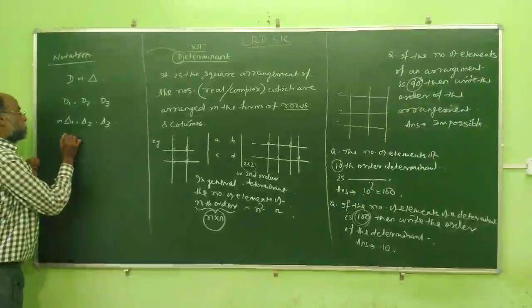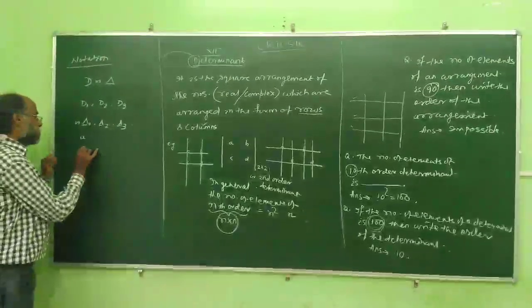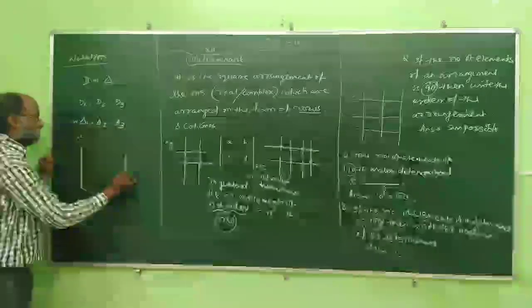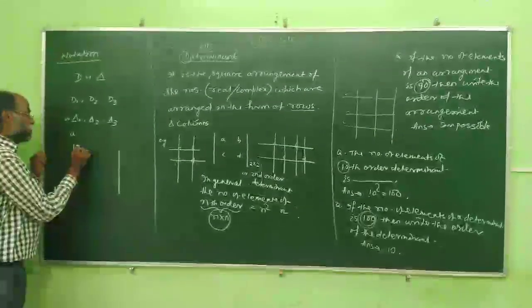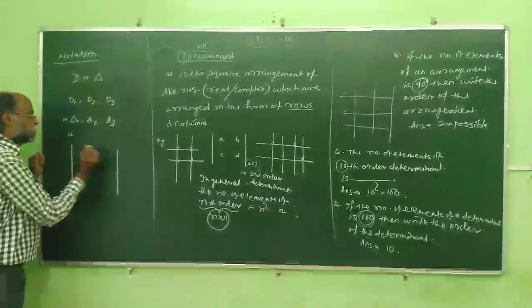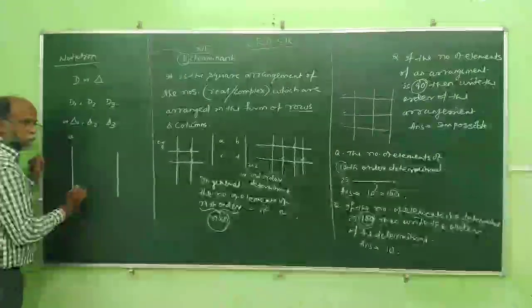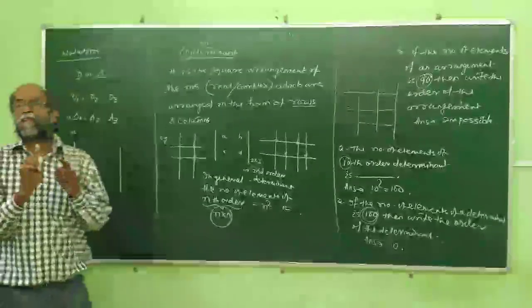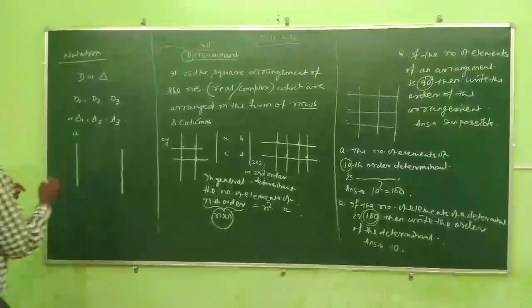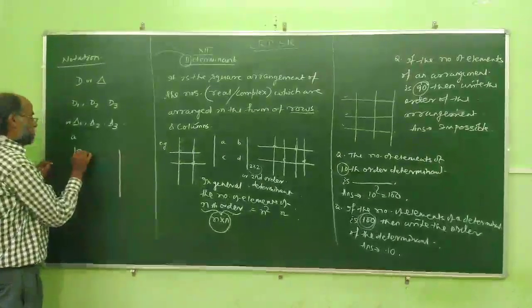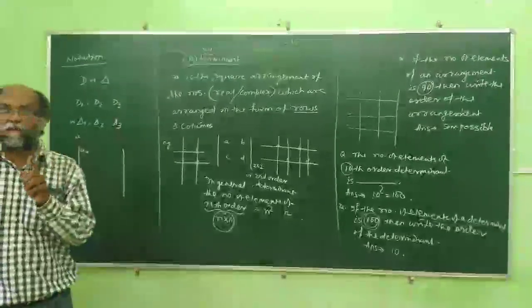Now suppose I use the alphabet A. I have to write a third order determinant. So I am writing the first element. First element means that is the element of which row? First row. And that is also the element of which column? First column. First number stands for row, second number stands for column. So the first element will be A11. Don't read this as A eleven.